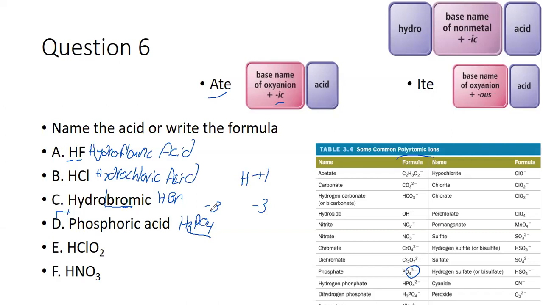HClO2. So ClO2, if we go to our table, is chlorite. Since it ends in ite, we use ous. Horrible, I know. So this is going to be chlorous acid.